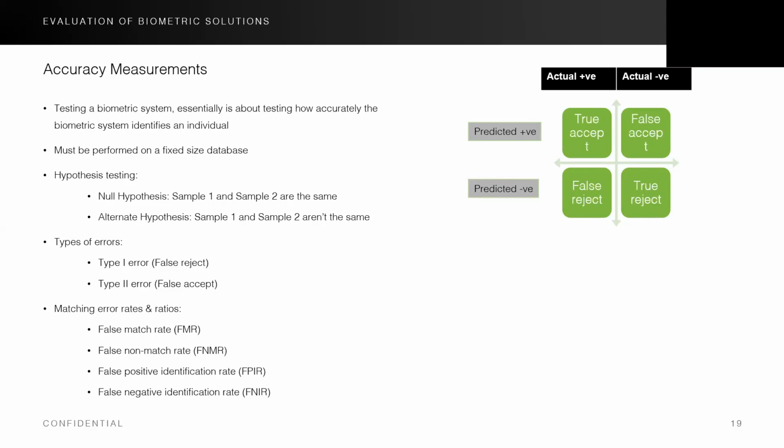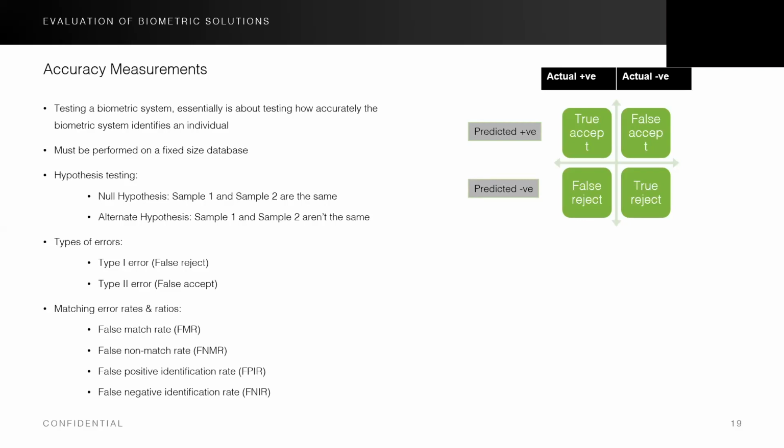Essentially, what I'm talking about here is hypothesis testing. In the null hypothesis, the probe and the enrolled sample are both believed to be the same, whereas the alternate hypothesis would be that the probe and the enrolled modalities are not the same. Correspondingly, if we put this into a 2x2 matrix, we come across the combinations which determine the types of errors that are possible from a biometric system.